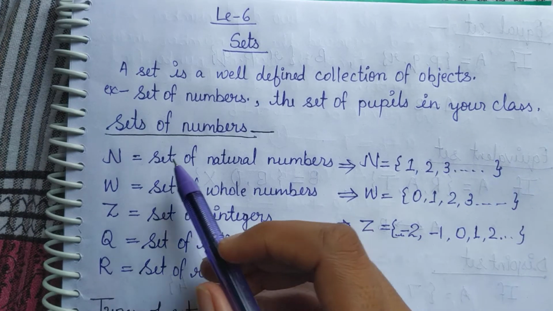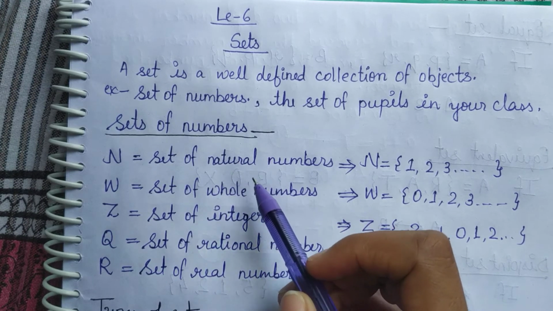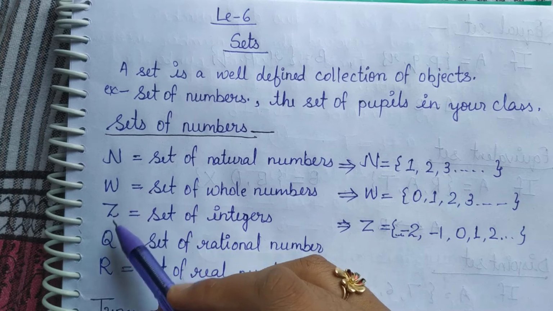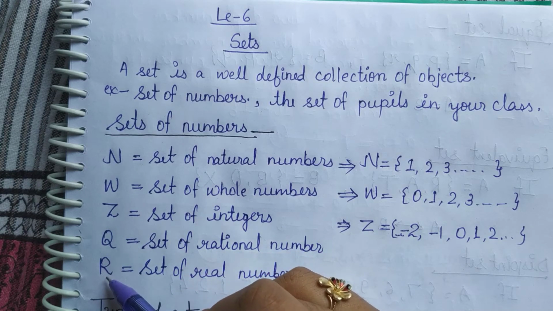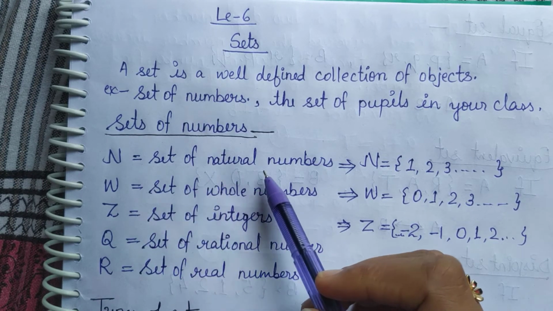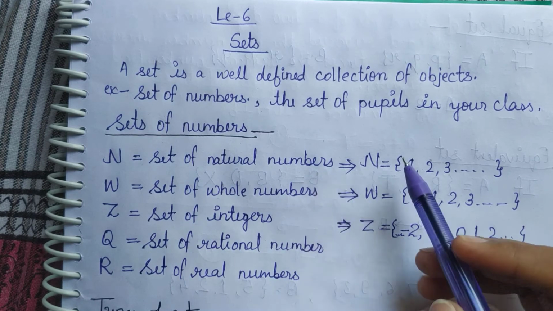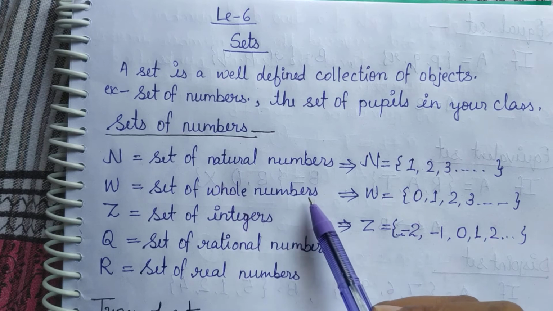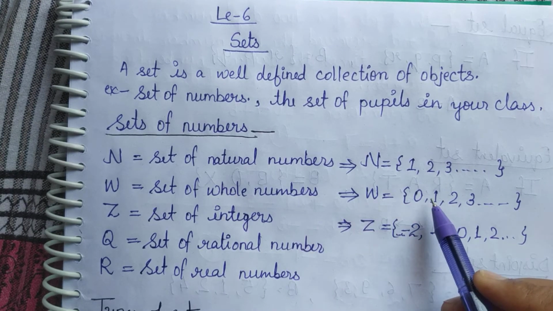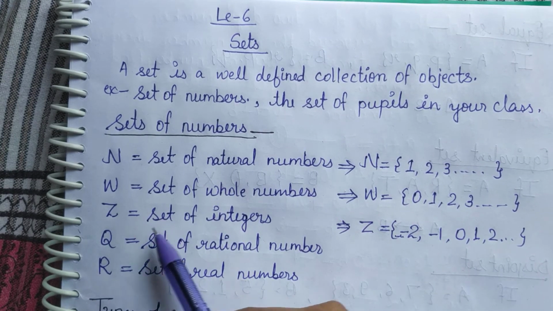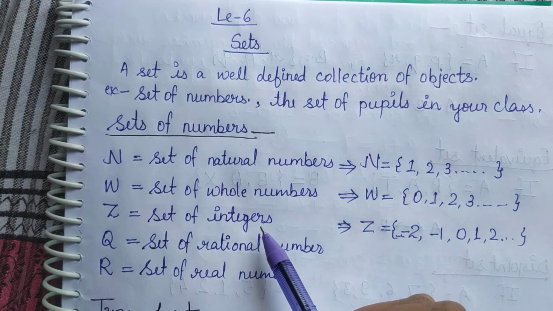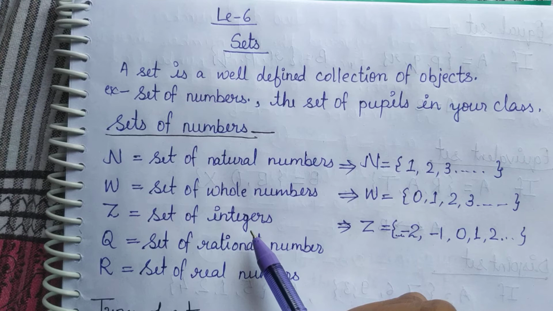Some symbols which we use to represent the sets. The symbols are N, W, Z, Q and R. N we use to represent the set of natural numbers, as it starts from 1. W we use to represent the set of whole numbers, as it starts from 0. And Z we use to represent the set of integers. In integers, negative to positive numbers are there.